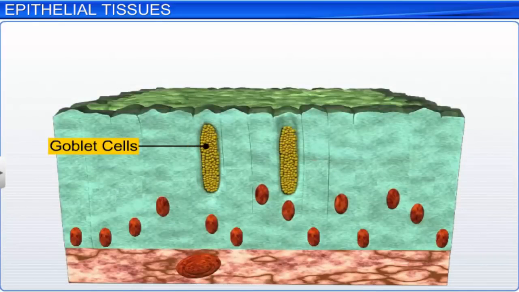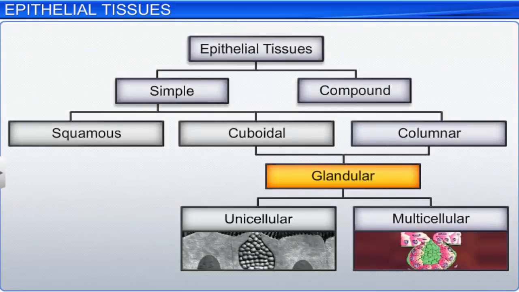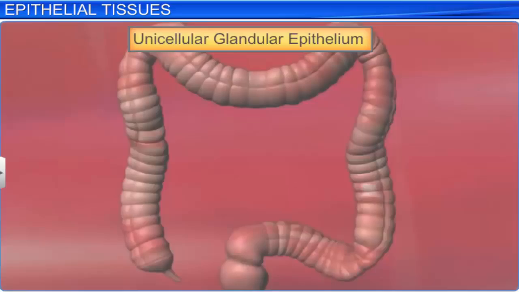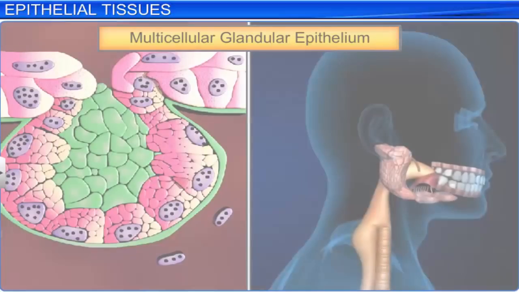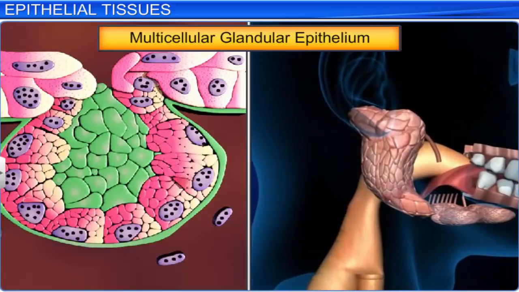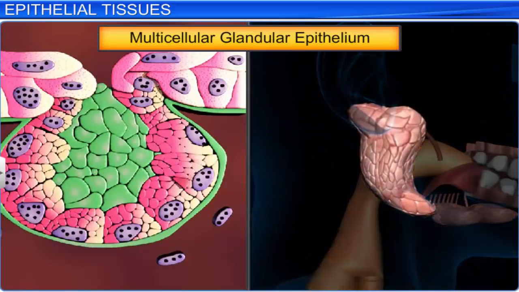Some cuboidal and columnar cells are also specialized for secretion and are therefore called glandular epithelium. Glandular epithelium is of two types, unicellular and multicellular. Unicellular glandular epithelium consists of isolated cells found in goblet cells of the alimentary canal. Multicellular glandular epithelium consists of a cluster of cells found in the salivary glands.